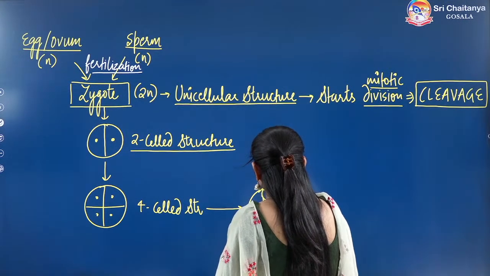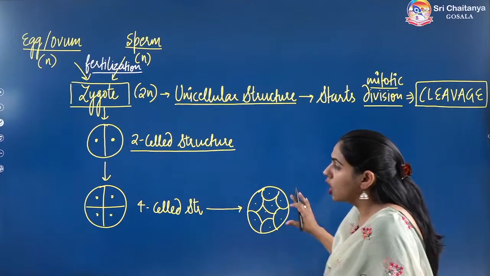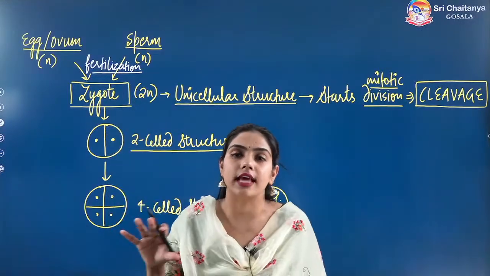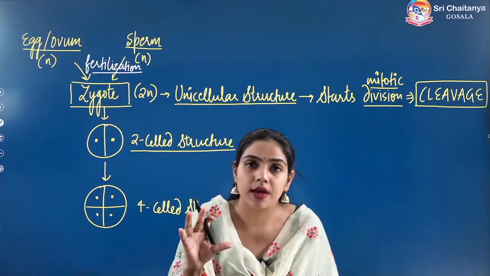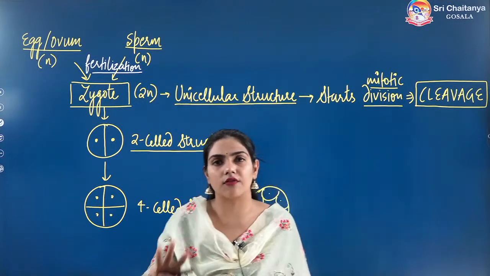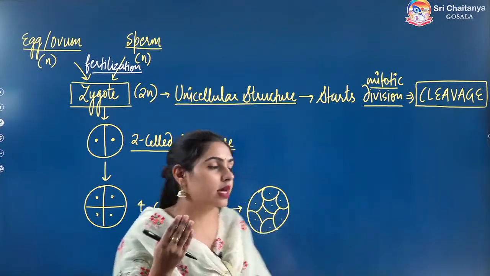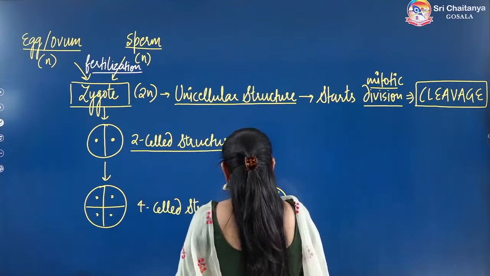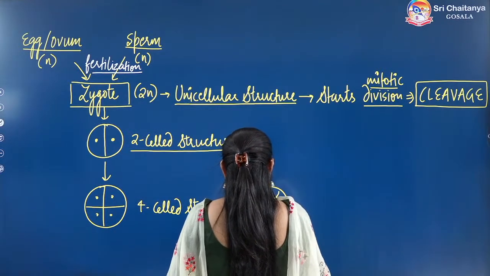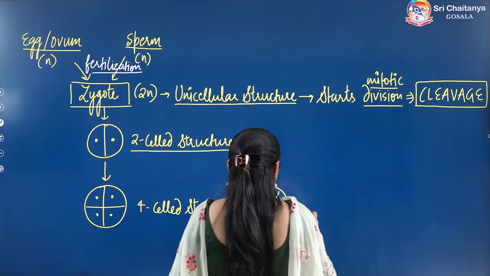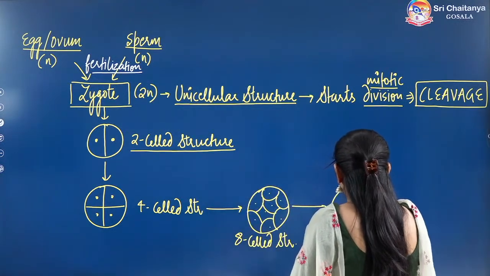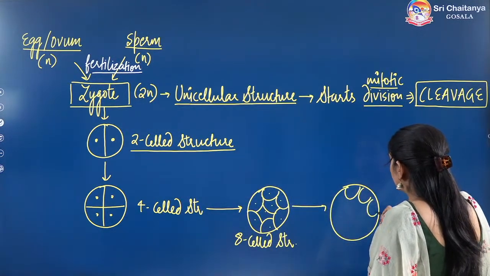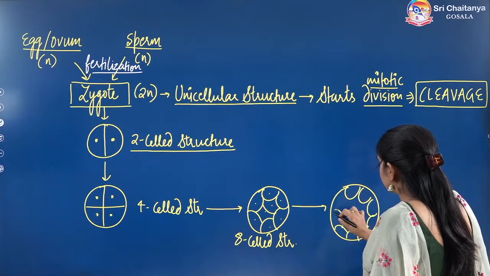8 cell structure. Can you see this 8 cell structure? Almost the size of all these embryos is going to be the same, whether there are 2 cells, 4 cells, or 8 cells. Then after the 8 cell structure, the structure which is going to be formed has 16 cells.